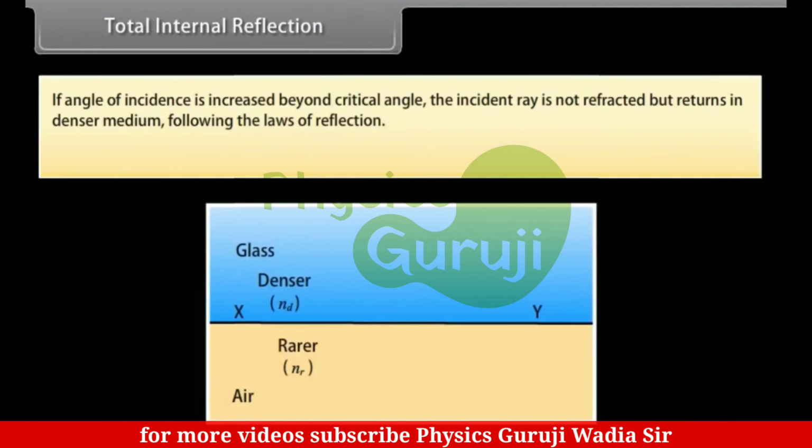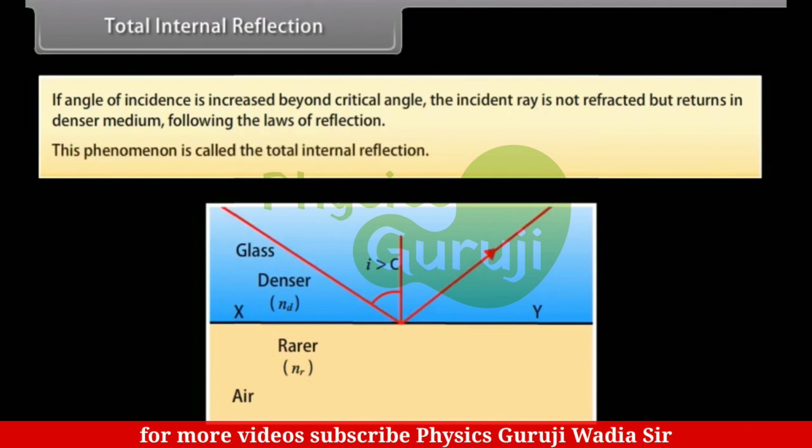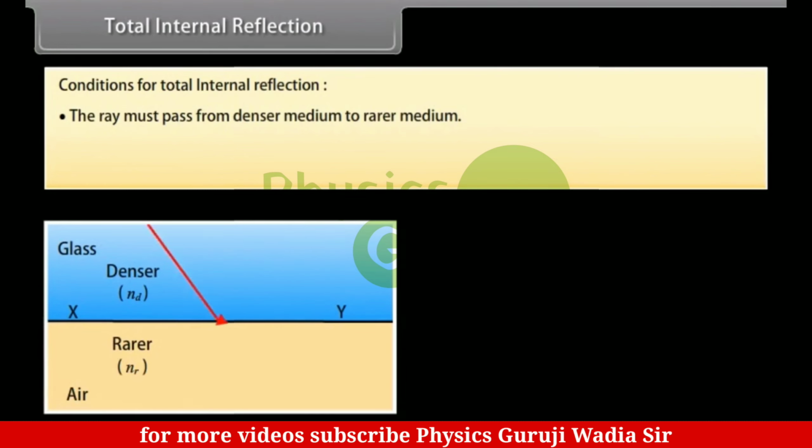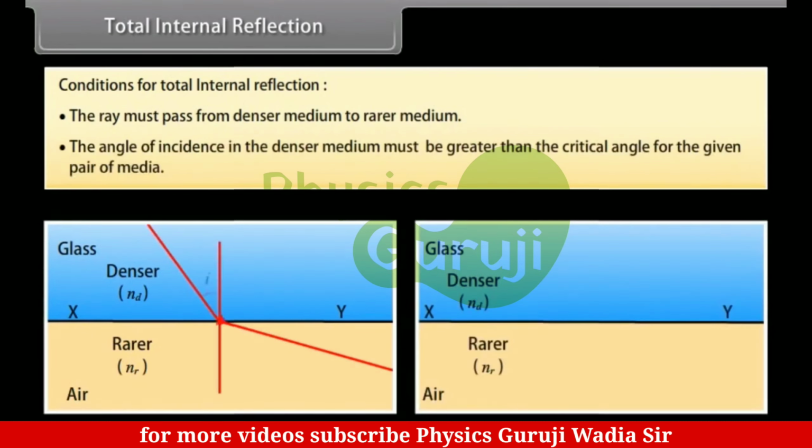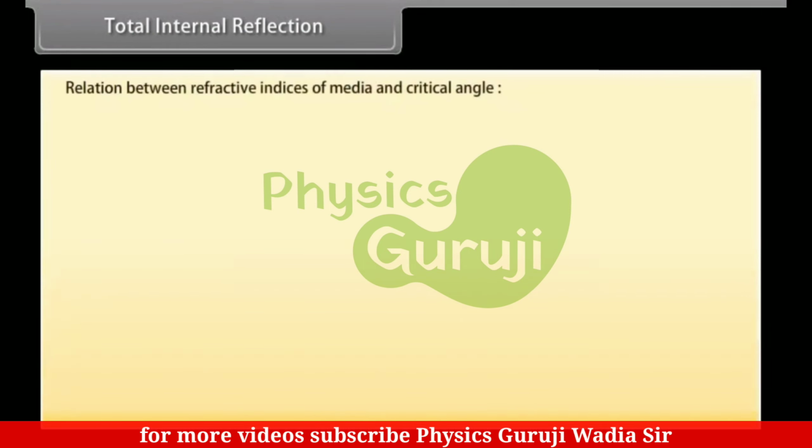If the angle of incidence is increased beyond the critical angle, the incident ray is not refracted but returns in denser medium following the laws of reflection. This phenomenon is called the total internal reflection. Conditions for total internal reflection. The ray must pass from denser medium to rarer medium. The angle of incidence in the denser medium must be greater than the critical angle for the given pair of media.